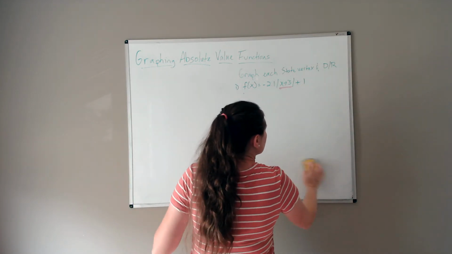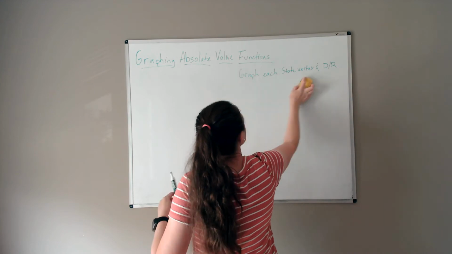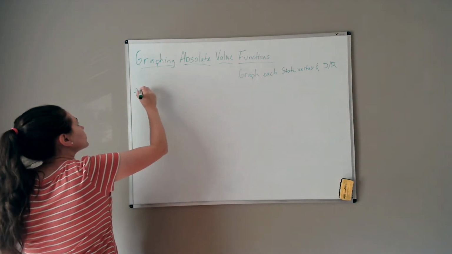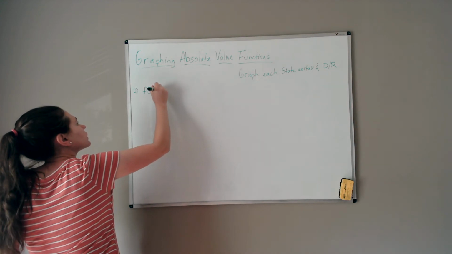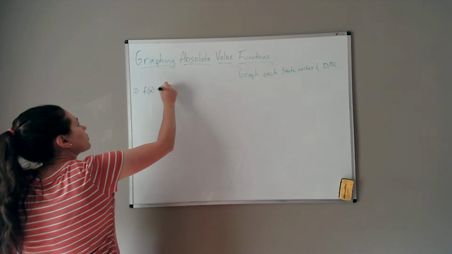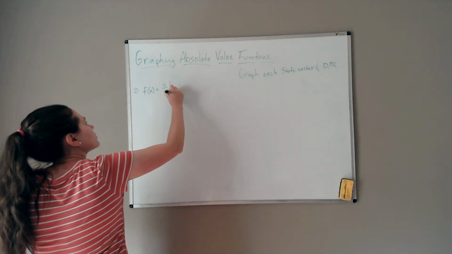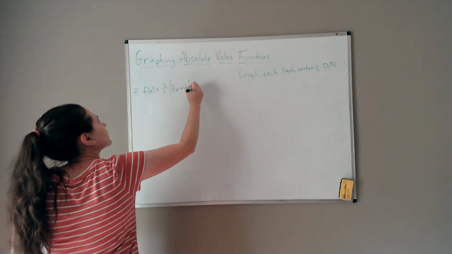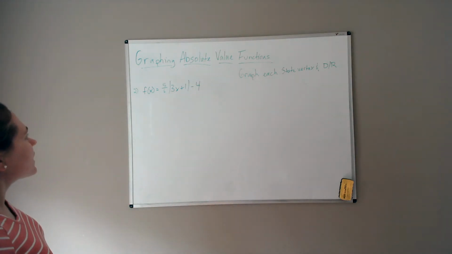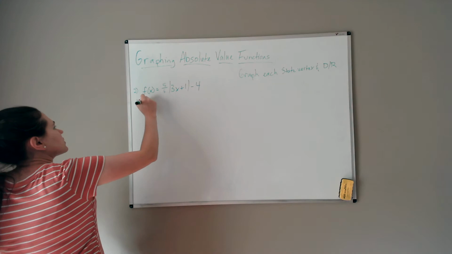Okay, so let's do 2 more. So that was number 1. Number 2, let's do f of x equals 5/6 times the absolute value of 3x plus 1 minus 4. Okay, so first thing we're going to want to get is the vertex.